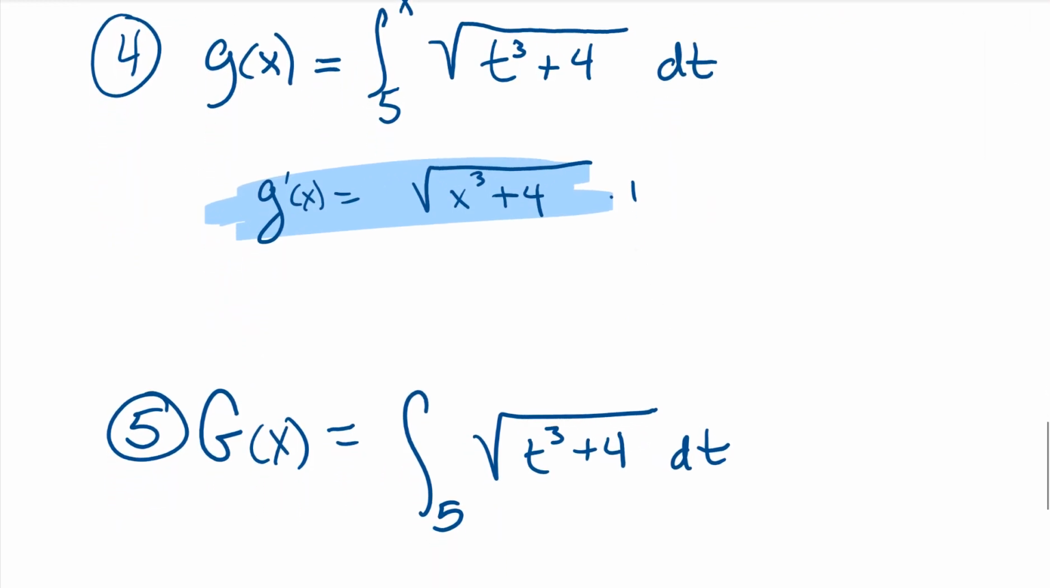Now let's go down to number 5. And it's the same thing. We got the same integrand. Still dt, still 5 on the bottom. Call it g, but now it's capital G. Everything's the same except we're going to change what's up top. Now we're going to put in 2x. 2 times x. Not just x, but 2x.